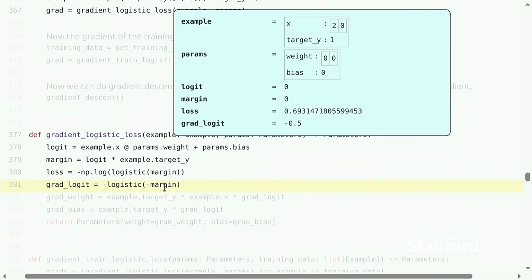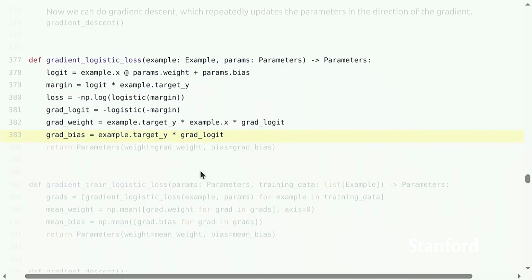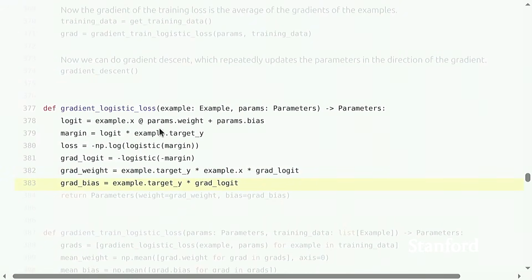Once you have that, then by the chain rule, the gradient with respect to the weights is this quantity, d loss d logit, times the gradient of the logit with respect to the appropriate parameters, which is example.target times example.x for the weight. And for the bias, it's just the example target.